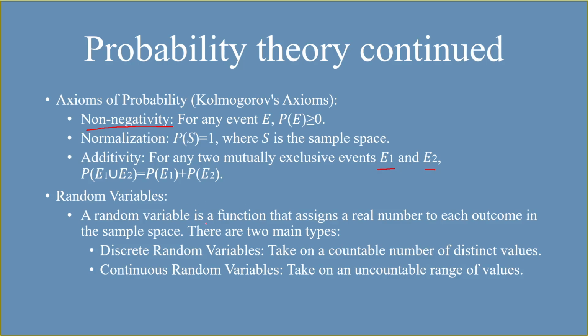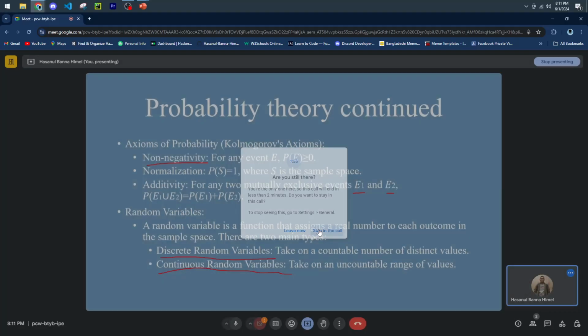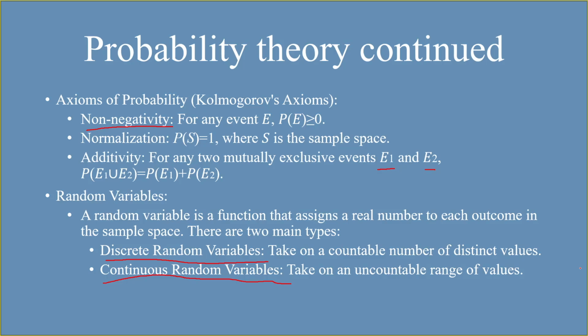And what are random variables? A random variable is a function that assigns a real number to each outcome in the sample space. There are two main types: discrete random variables and continuous random variables. A discrete random variable takes on a countable number of distinct values, and a continuous random variable takes on an uncountable range of values. When we are working with a countable range, like a range from 1 to 1 million, it is a discrete random variable. And when I don't know what the value or the range is, it will be a continuous random variable.